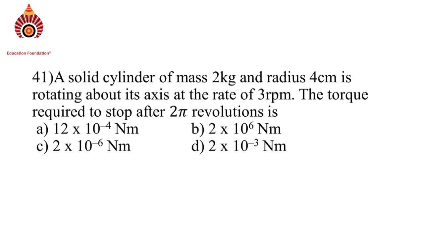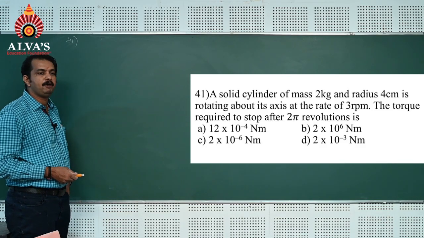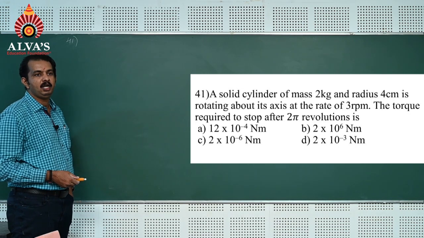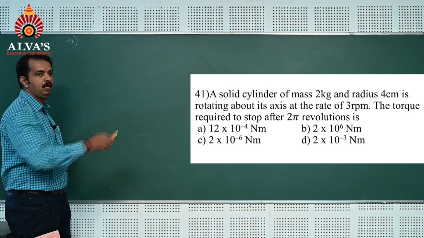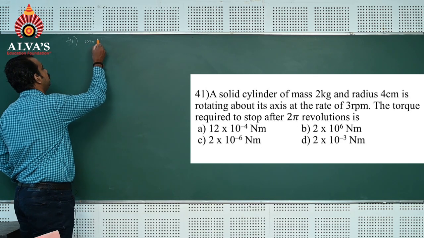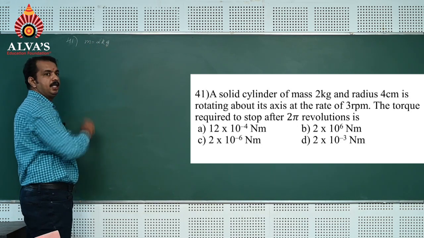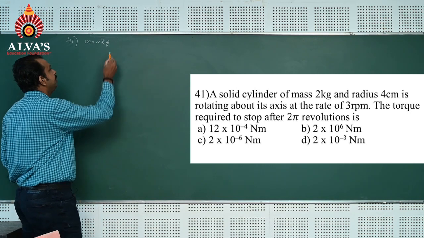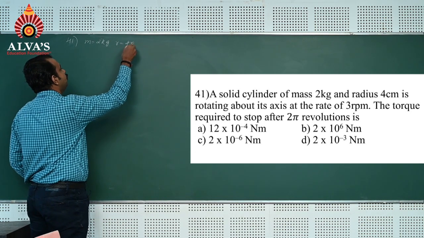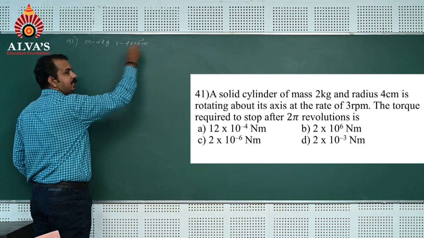Question number 41. A solid cylinder of mass 2 kg and radius 4 centimeter is rotating about its axis at the rate of 3 rpm. Torque required to stop it after 2 pi revolution is. This problem is based on the formula of torque. So, solid cylinder of mass 2 kg is given. We can write mass m as 2 kg here. Then radius 4 centimeter, r is equal to 4 into 10 to the power minus 2 meter.